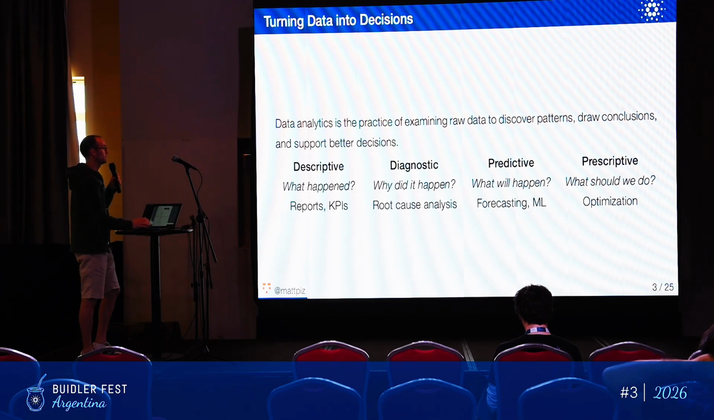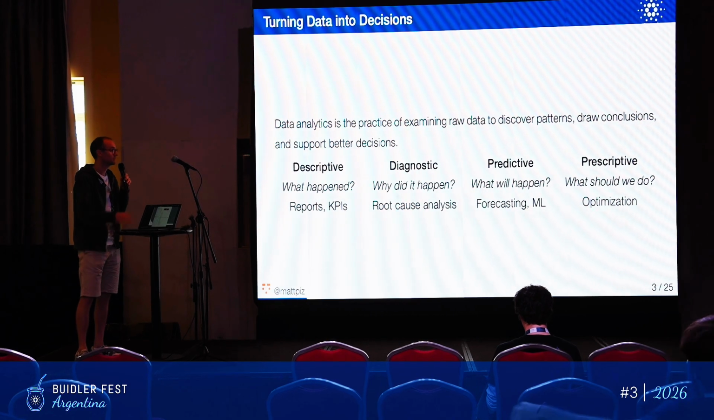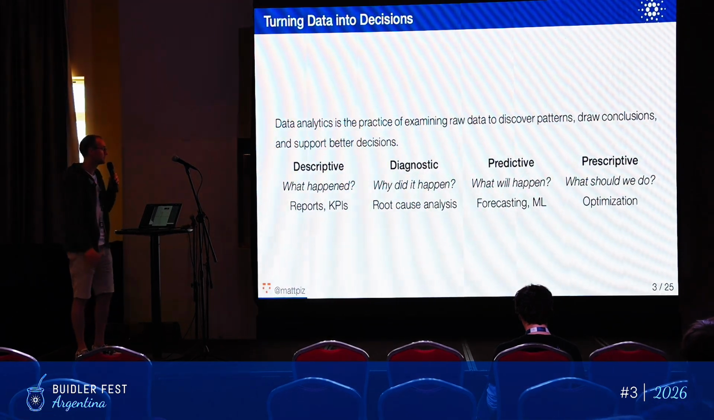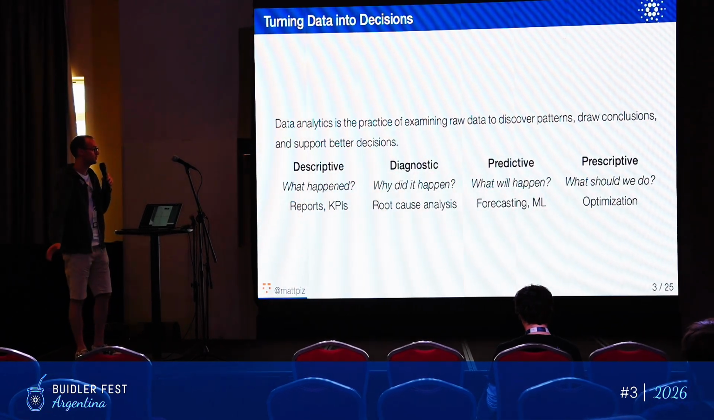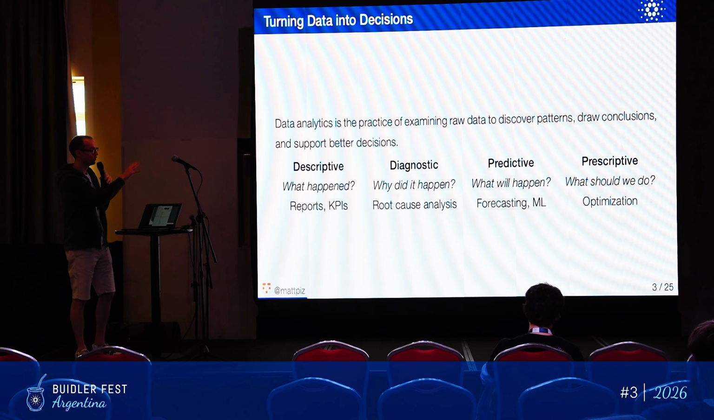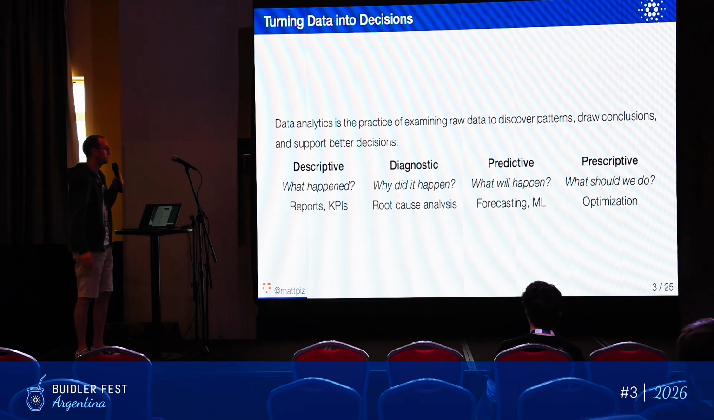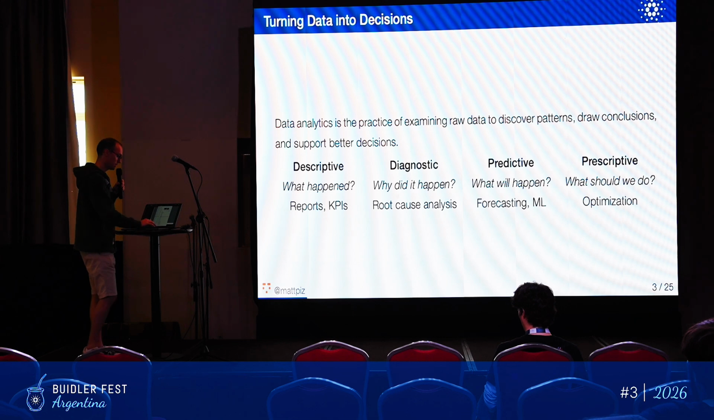There are different kinds of analytics. Basically, we can split them into four categories. Descriptive: what happened, what did I notice, why did it happen. Predictive: what will happen, which is the hot topic today with ML, machine learning. And prescriptive: what should we do with the data that we have.